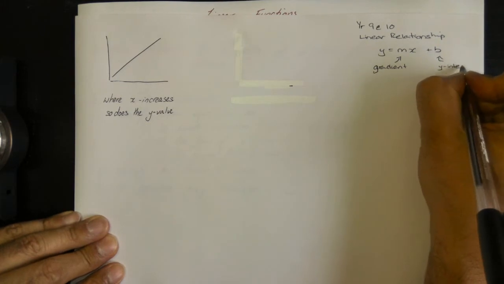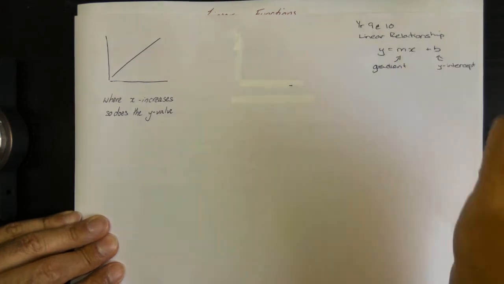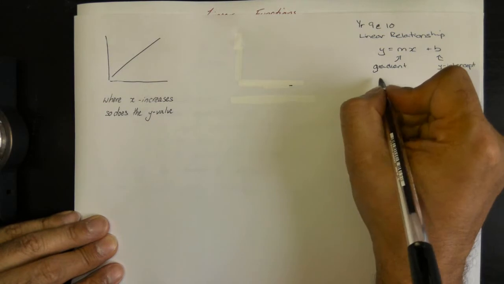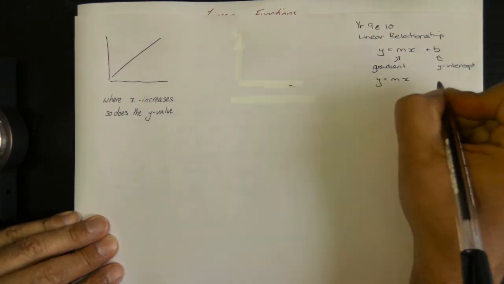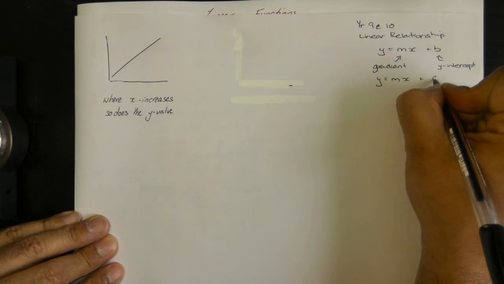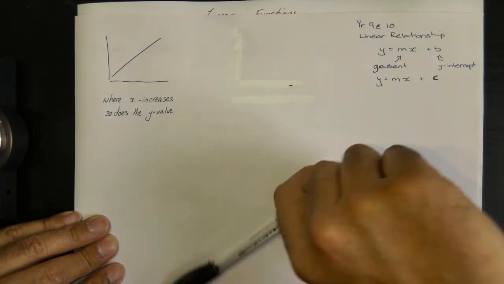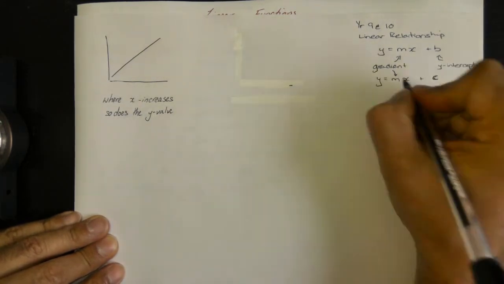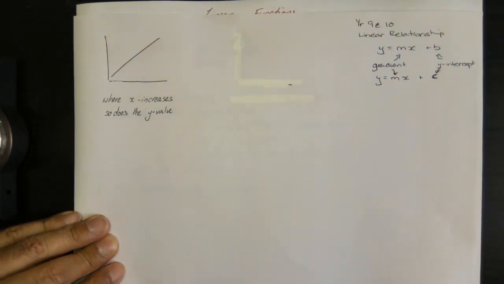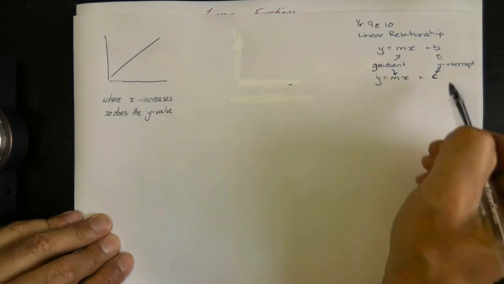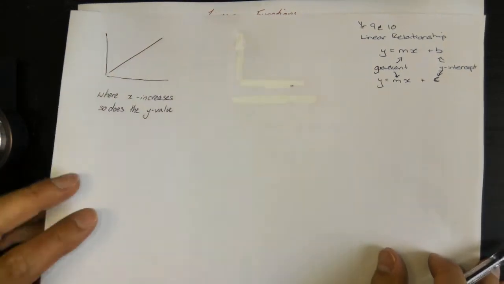Okay, and that's fine. All we have done now is we've changed the letter. So rather than b, we've changed the letter to c. You can kind of think of it as a constant, yeah? So m is still your gradient, and c is what we're calling your y-intercept. So we just changed the letter. That's what we've done.